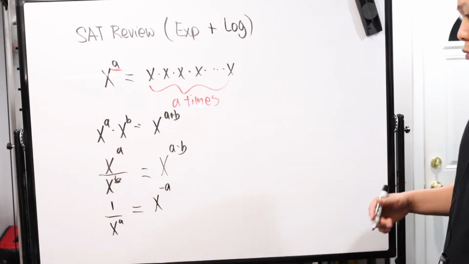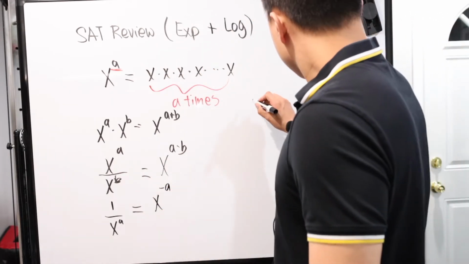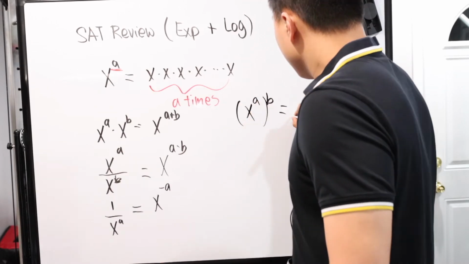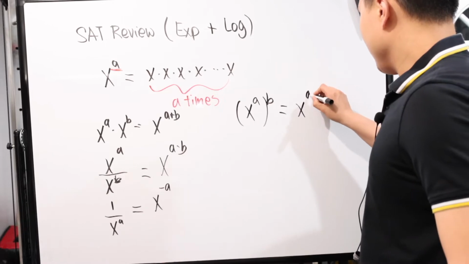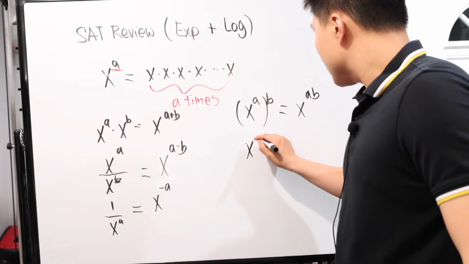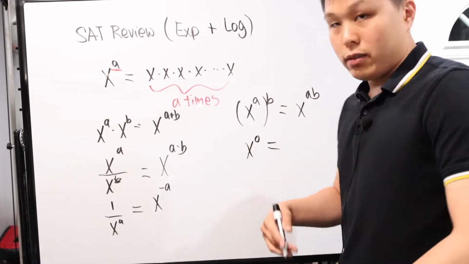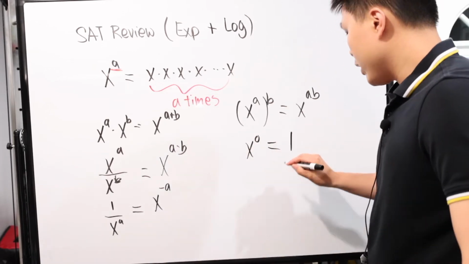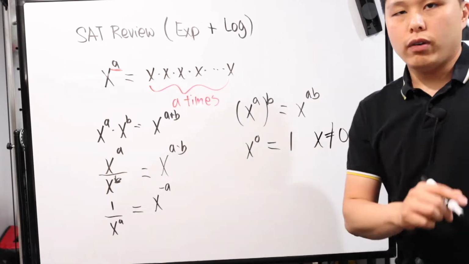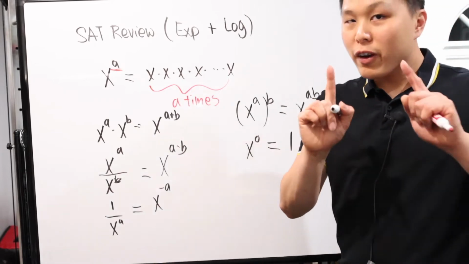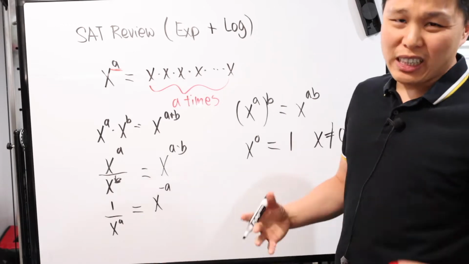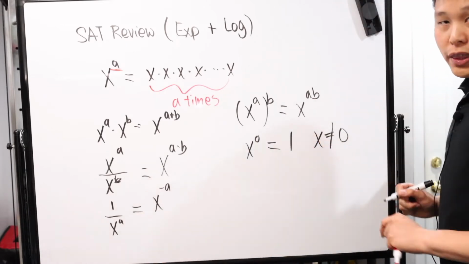What else do we know? Well, we also know that x to the a, all to the b power, is just x to the a times b. All right, let's keep going. x to the 0 power is just basically, well, guess what? 1. Only if x itself is not 0, right? 0 to the 0 power is not 1. So be very careful of that, right? That could be a potential trick question. I don't think so for a standardized test, but just in case, we should put that there as well.